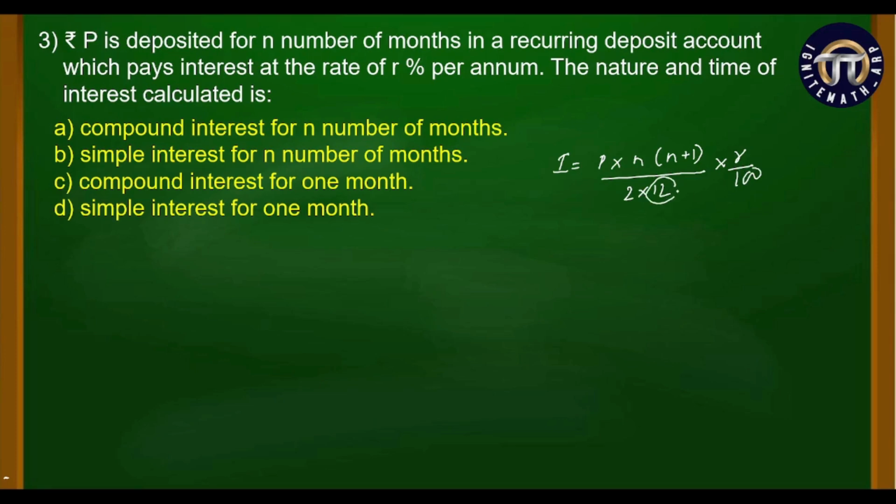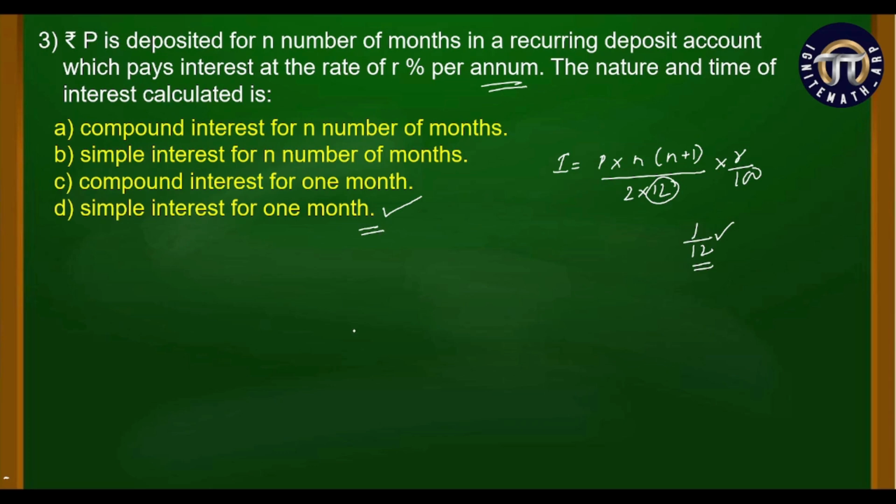See, here we are writing 12 in the sense 1 by 12. Monthly we calculate 1 by 12. Clear? Per annum. So we are expressing 1 month as a year, 1 by 12. So the option is simple interest for 1 year, because it is just like PTR by 100, right? So simple interest on 1 month is the option. That is option D, the right answer.